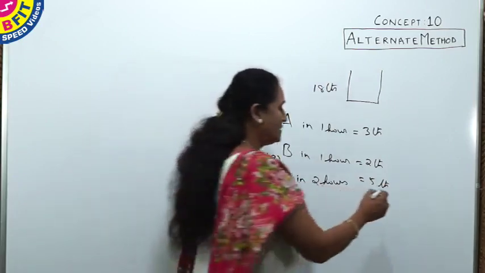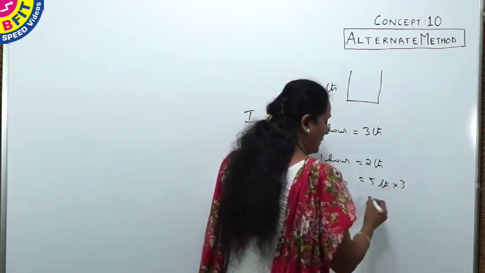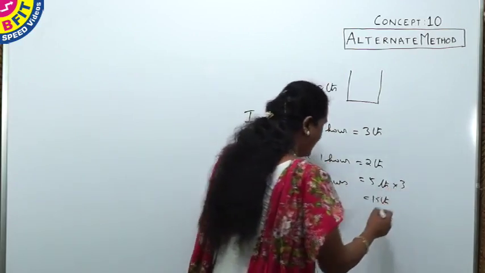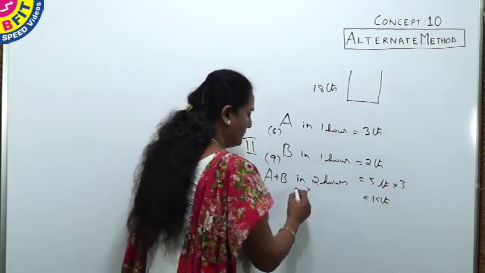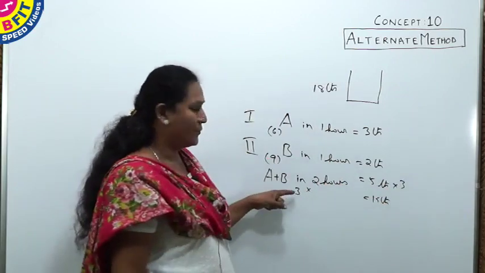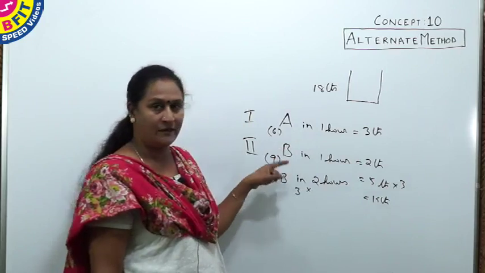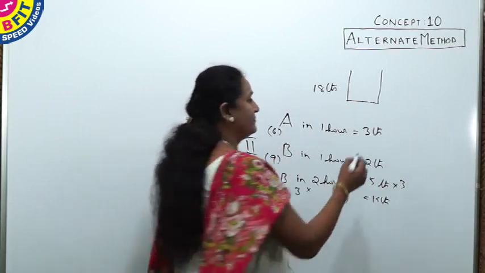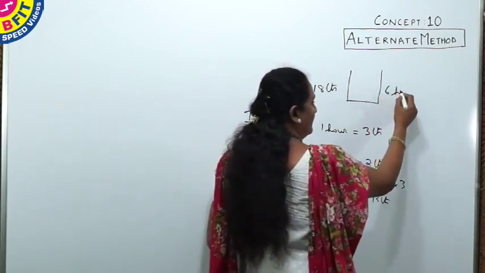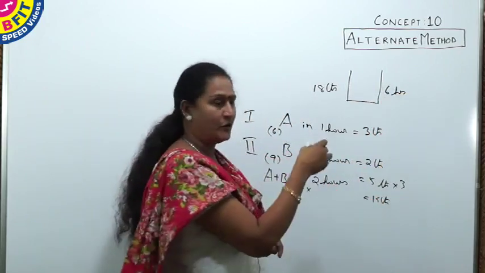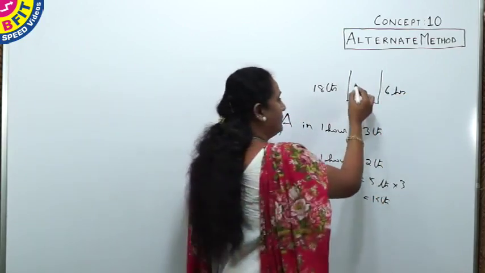So we will multiply this with 3. So we get 15 liters, and here also with 3. So it means that you are opening 3 pairs of this pattern. So in 6 hours, how many liters is poured into the tank by both the taps? 15 liters.